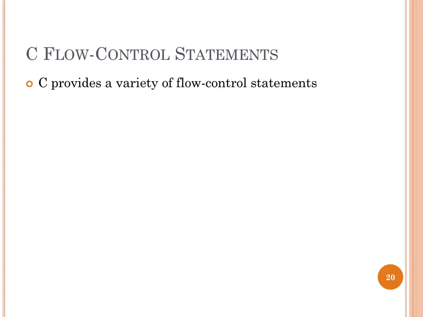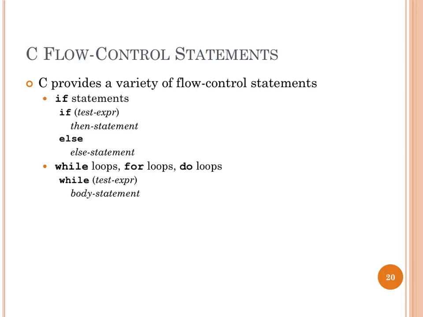So what we're going to do next is look at how we do flow control in C. I should say, how we do C flow control in x86 assembly code. Okay, we have if statements. I love if statements. While loops, for loops, and do loops. Okay?